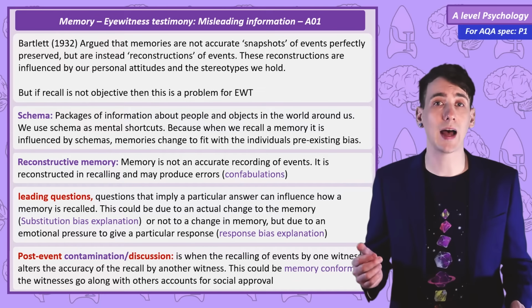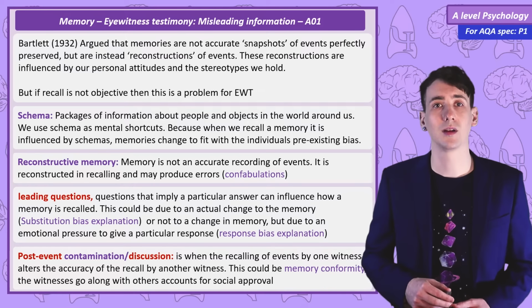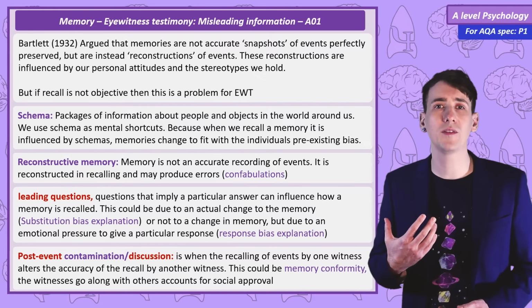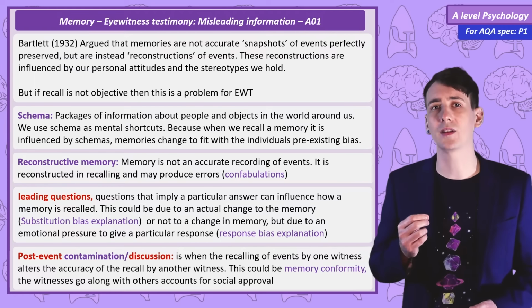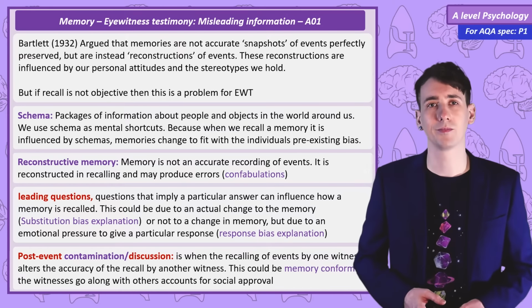Before we come to the research, I want to define post-event discussion. This is the contamination of eyewitness testimony with another witness's memory, reducing accuracy. When witnesses discuss what they've seen, we find that their testimony alters to match the accounts of other witnesses, and this is called memory conformity.